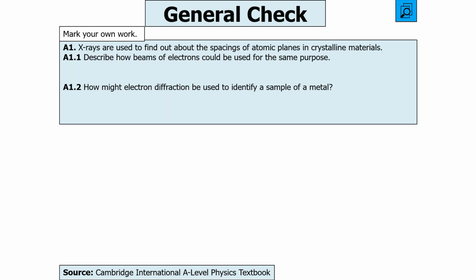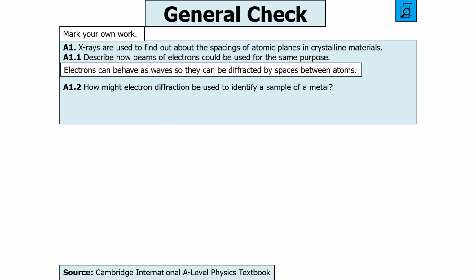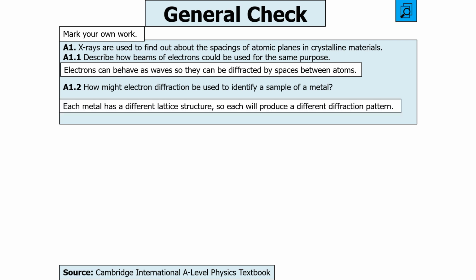Right, in this first one you've got to remember that electrons can behave as waves due to wave-particle duality, so they can be diffracted as a wave would be by the spaces between the atoms. Now each metal will have a different lattice structure, so it'll have a different distance between the atoms, so it'll produce a different diffraction pattern.